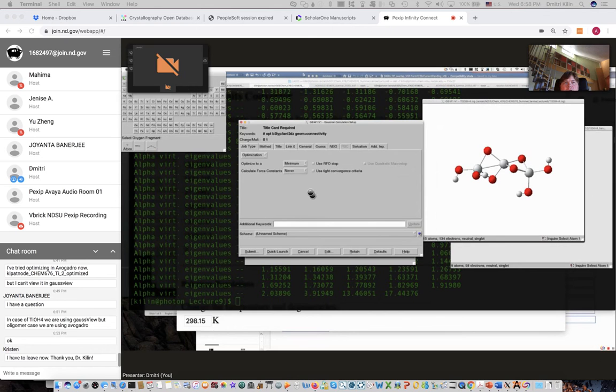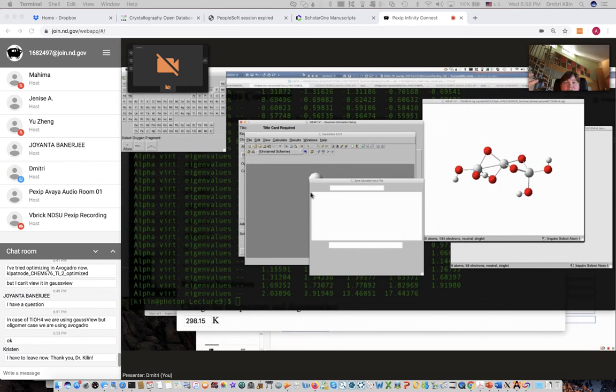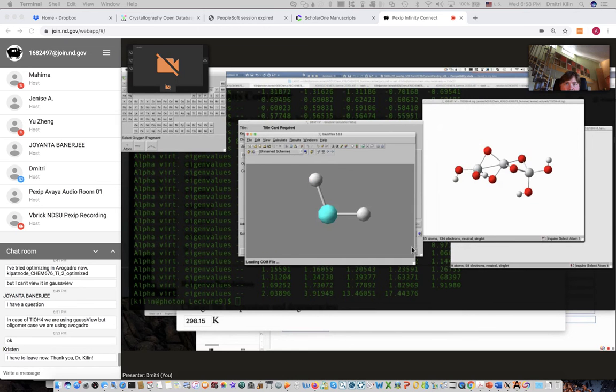Okay, I'll give that a shot. I'm already doing it, so we're just cooperating on this. So optimize, DFT, B3LYP, LANL2DZ. Save. And it should ask if we want to submit it to Gaussian.